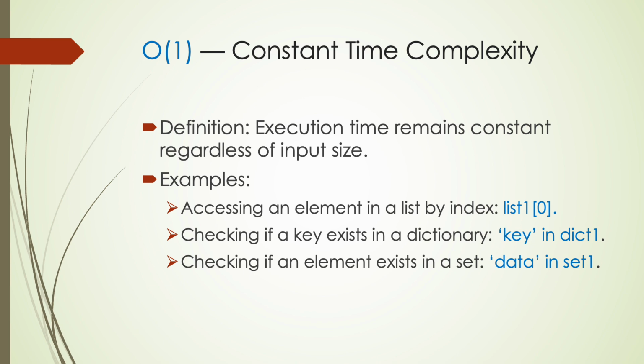The first big O notation we will introduce is O(1), which means the execution time remains constant regardless of input size. Some common examples in Python include accessing an element in a list by index, checking if a key exists in a dictionary, and checking if an element exists in a set. Understanding O(1) is very important as it can help us write more performant code using dictionaries and sets.